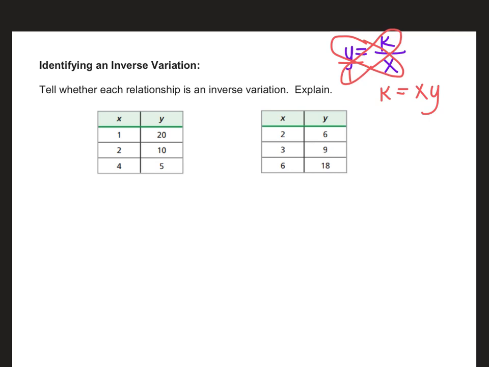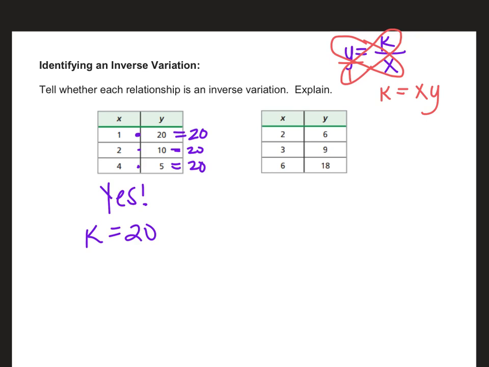We're going to take, within each ordered pair, the x and y values, multiply them together, and see if we get the same constant of variation for every ordered pair. So in this first example, tell whether or not we have an inverse variation. So 1 times 20 equals 20. That's the constant of variation for that ordered pair. 2 times 10 equals 20. All right, so that's good. We have a constant number so far. 4 times 5 equals 20. This is an inverse variation. You can say that the constant of variation, k, is equal to 20. I'll know what you mean if you say that.